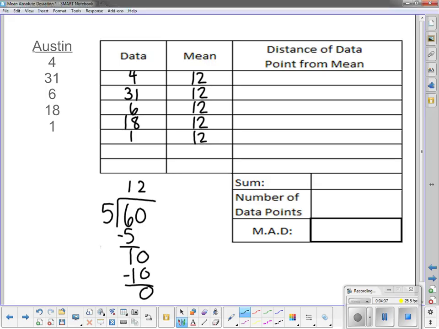In the first game, he scored 8 points below his mean, or 8 points below his average. In the second game, he scored 19 points above his average. In the third game, he was 6 points below his average. In the fourth game, he was 6 points above his average. And in the last game, he was 11 points below his average. What I need to do now is add up all those distances. 8 plus 19 plus 6 plus 6 plus 11 gives me a sum of 50. And there were 5 data points. So 50 divided by 5 gives us a MAD, or a mean absolute deviation, of 10.